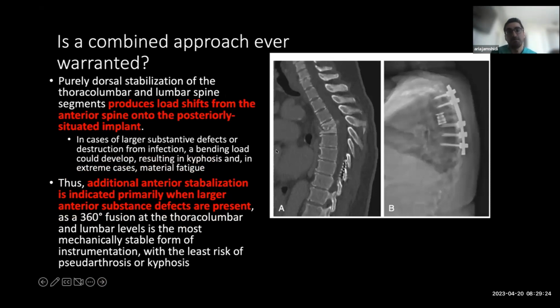So lastly, is a combined approach ever warranted? I think, only based on the literature that I reviewed, only in select patients. As we all know, purely dorsal stabilization at the thoracolumbar spine essentially produces load shifts from the anterior spine onto the posteriorly situated implant. And in patients with large ventral bony defects and destruction from infection, that bending load can result in kyphosis and, in extreme cases, material fatigue and rod or screw breakage.